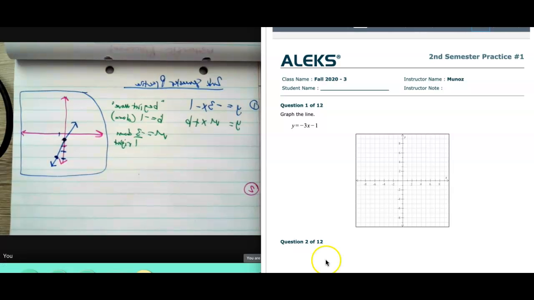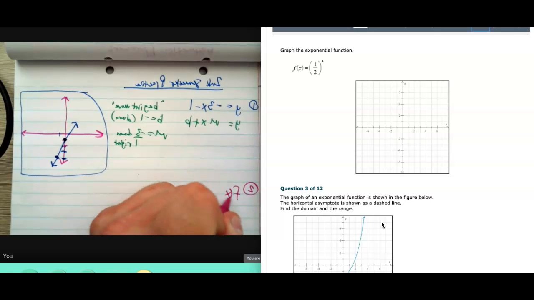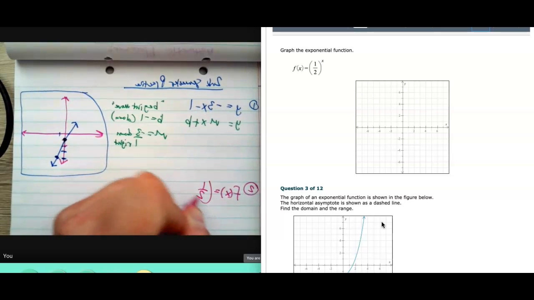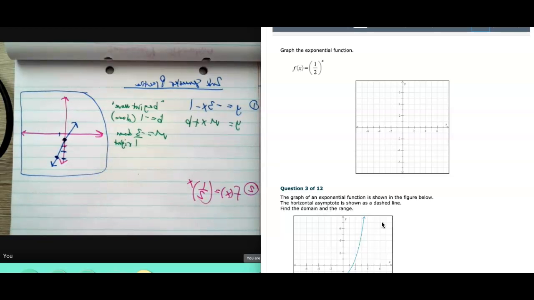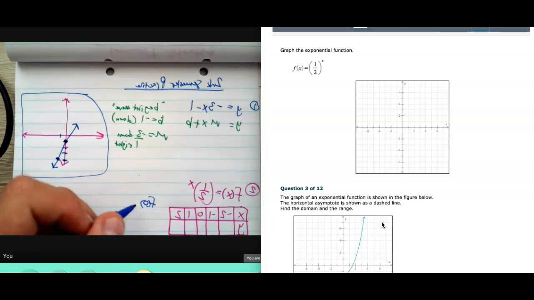Number 2 is graph the exponential function f of x equals 1/2 to the x power. We always made a table for these, back closer to the beginning of the semester. In that table, the inputs, the x values, were always negative 2, negative 1, 0, 1, 2, all the integers from negative 2 to 2. We would plug those in and calculate the output, or the y values.